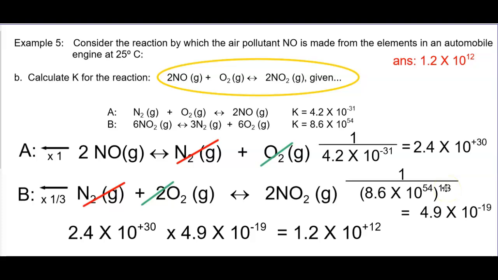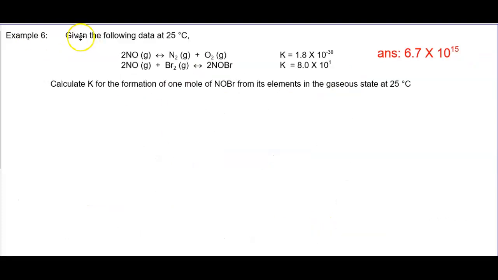Again, you need to use your calculators. Make sure you know that you can get these two answers using your calculators. You got to know how to use your calculators to do these problems. So once I get my new values of K, I multiply those, I take the product of those values, and I get my final answer of K. All right, example 6.